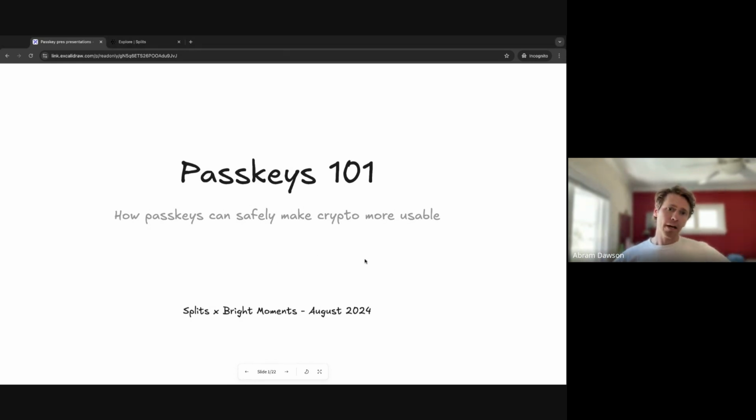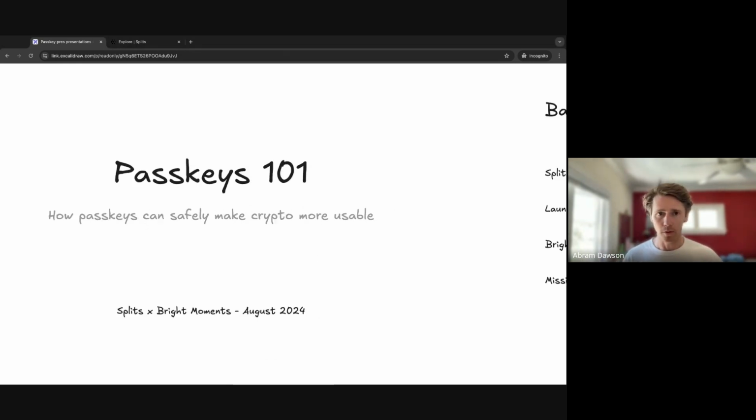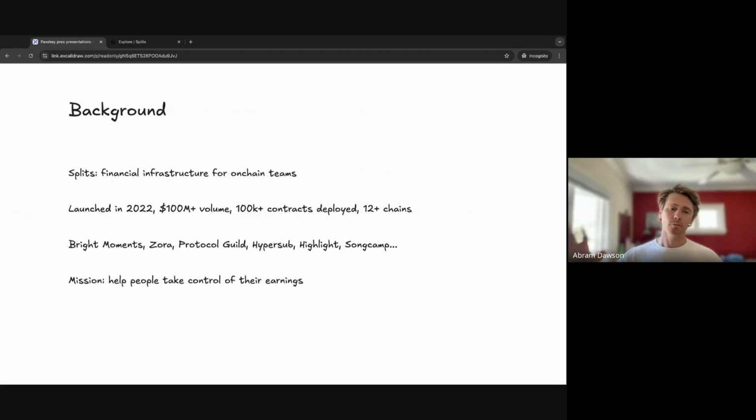So, a quick overview on Passkeys: how Passkeys can safely make crypto more usable. Very briefly, I'm one of the founders here at Splits. We build financial infrastructure for on-chain teams. This includes very lightweight money Legos like splits and waterfalls that allow teams to route payments to different people programmatically. It also includes tools for how those teams actually manage their on-chain revenue and expenses. We launched in 2022. We've done around 100 million in volume, although that number is probably a little bit lower today. Over 100,000 contracts have been deployed across dozens of chains. We're powering awesome teams like Bright Moments, Zora, Protocol Guild, and a handful of others.